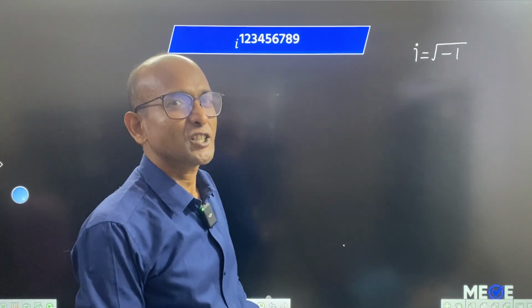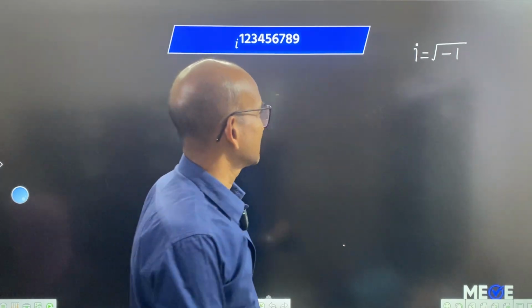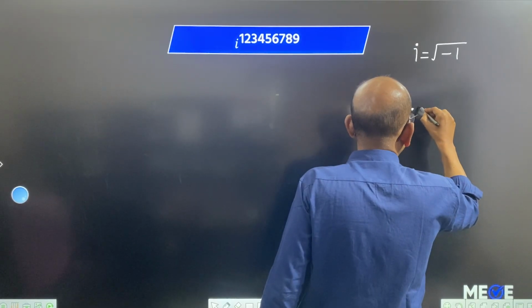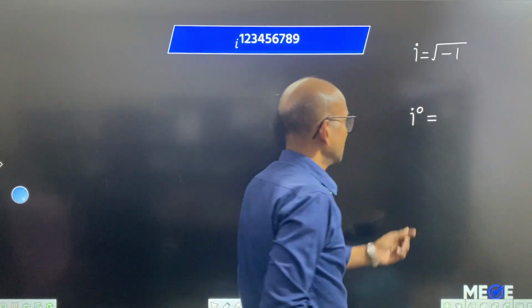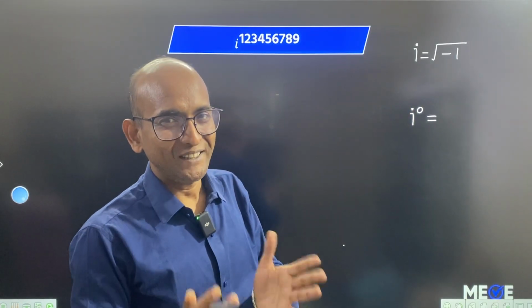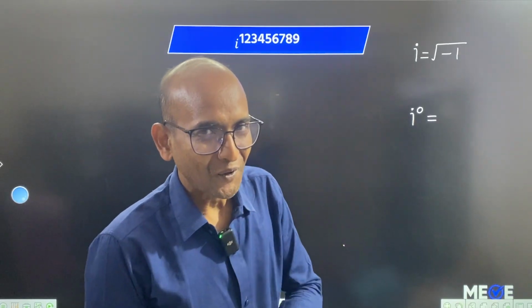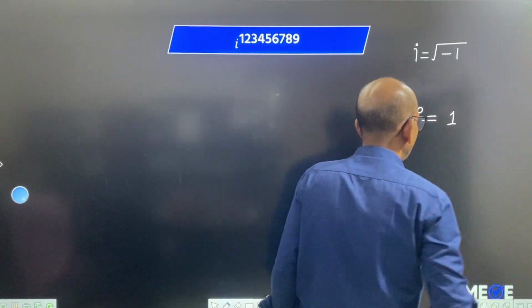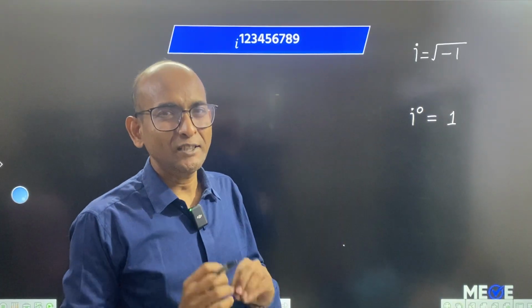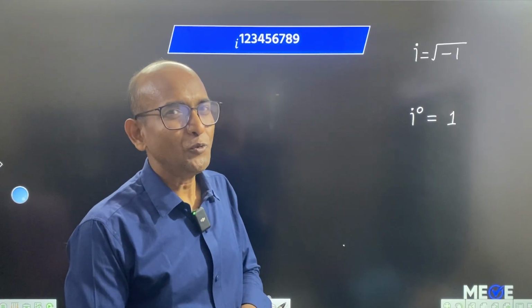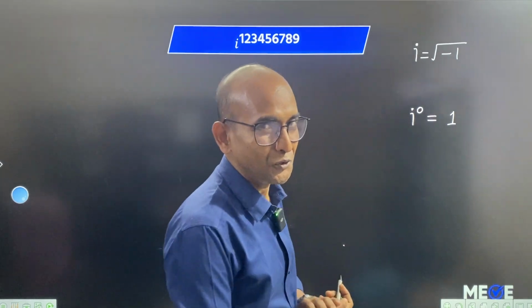Now let's try i's exponents, positive exponents. So I'm writing here i to the power 0. The 0 is not a positive number. This is neither positive nor negative. This is 0. Only 0. Now i to the power 0 is 1, because if you put 0 as a power to any base in this universe, you will get only 1. The reason is known to you, of course.